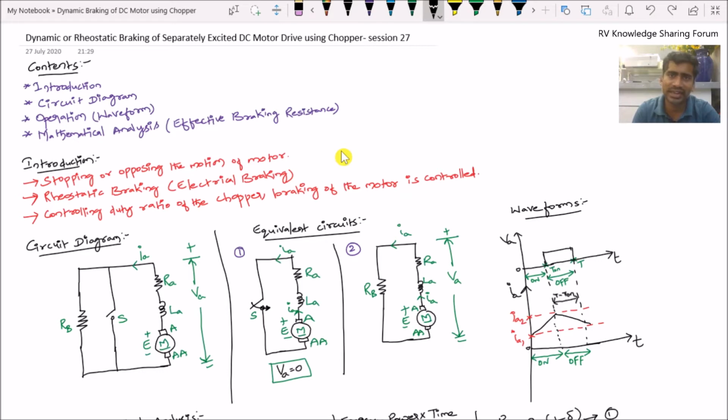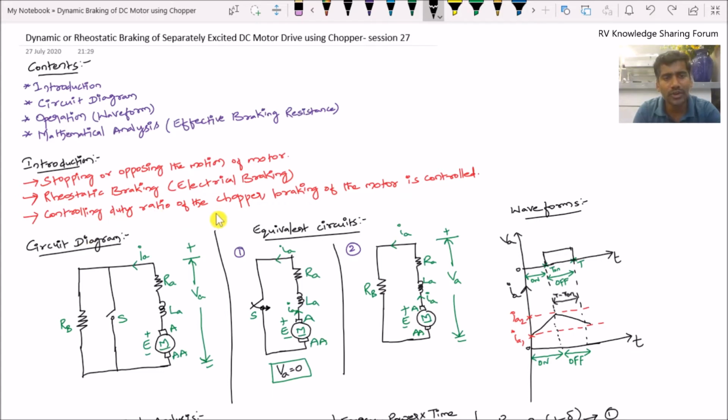The electrical brakings are regenerative braking, dynamic braking, and plugging. So in today's session we are going to discuss dynamic or rheostatic braking using a chopper. And how we are going to achieve the braking power in order to stop the motor or oppose the motion of the running motor, the principle of operation is like this.